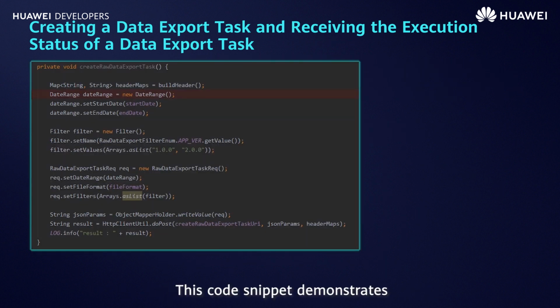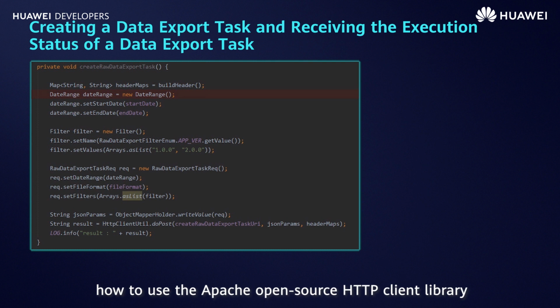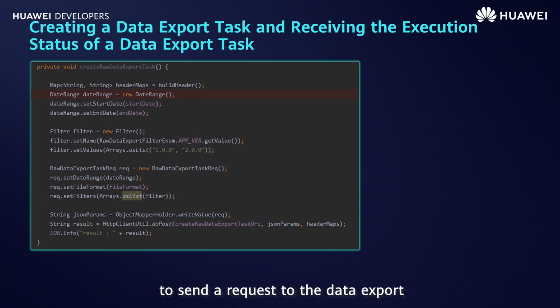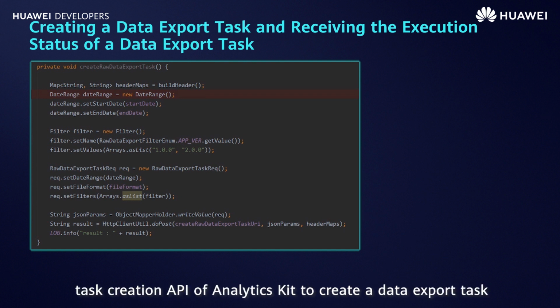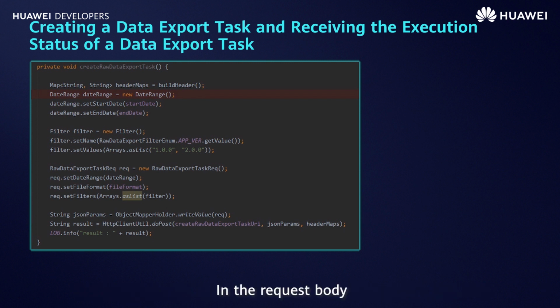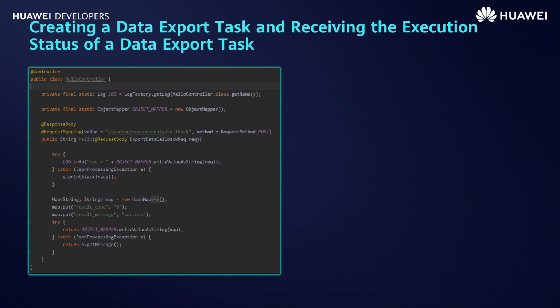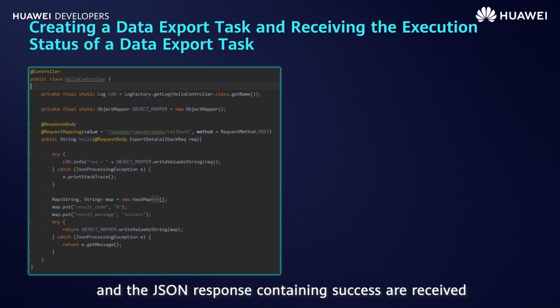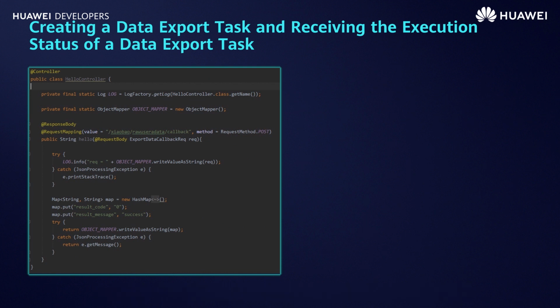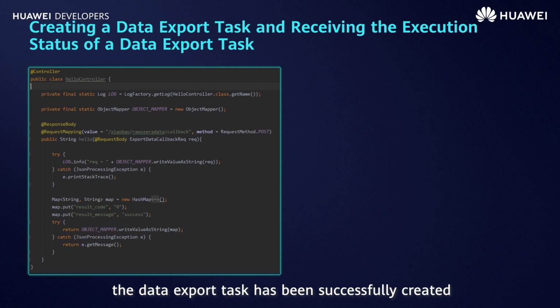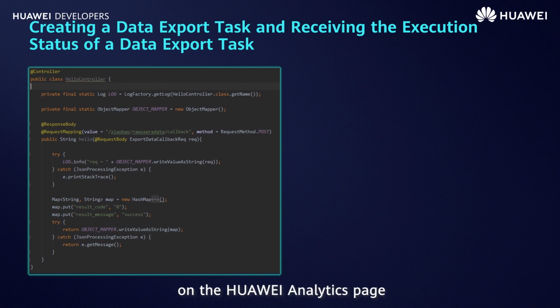This code snippet demonstrates how to use the Apache open-source HTTP client library to send a request to the Data Export Task Creation API of Analytics Kit to create a data export task. In the request body, the start date, end date, and data export file format are mandatory, and the app version and operating system version are optional. If the status code 200 and the JSON response containing success are received, the data export task has been successfully created. Then you can view the created data export task on the Huawei Analytics page.